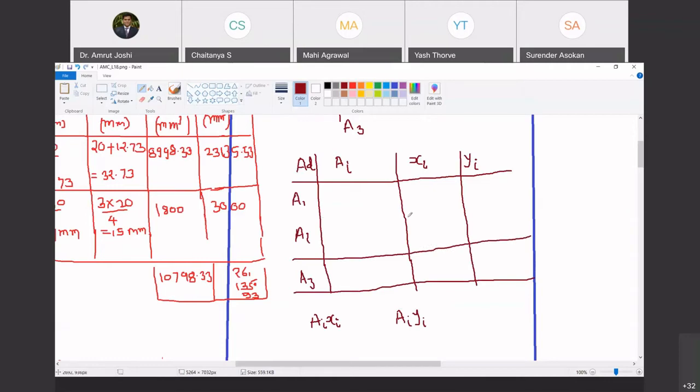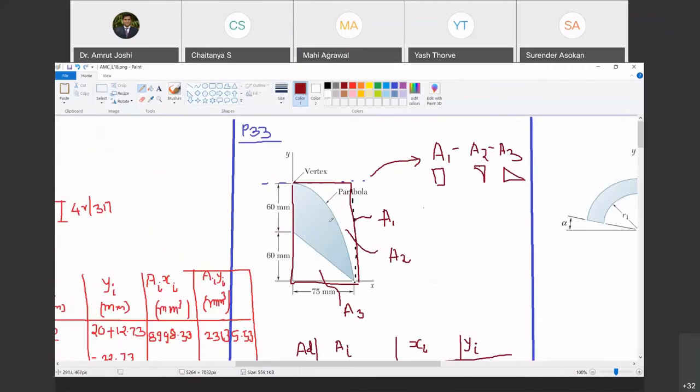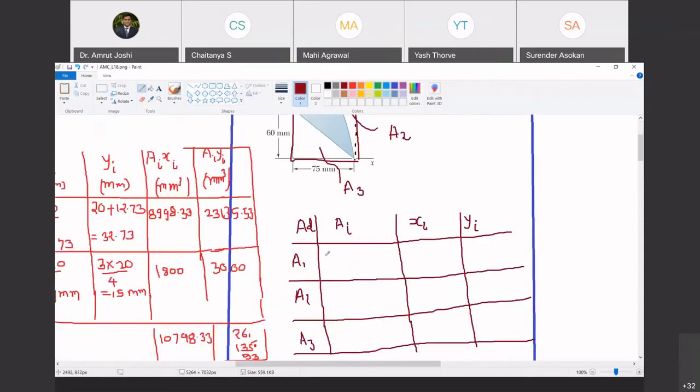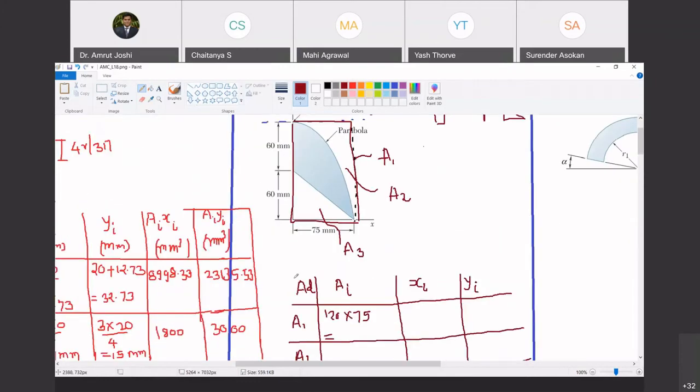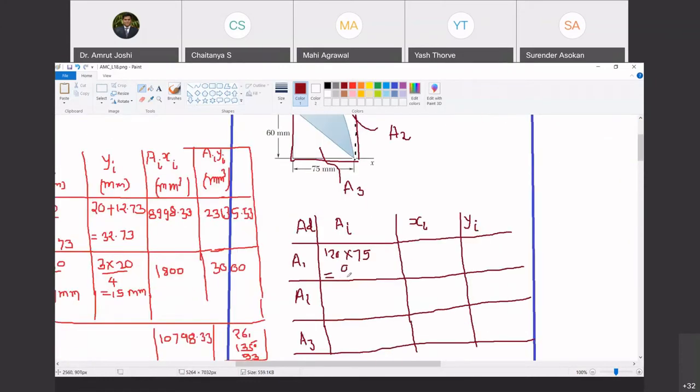Chalo, tell me how much is A1. A1 is the rectangle. So 60 plus 60, 120, into 75. Do you agree with me? Yes, sir. 120 into 75, and it is additive. Therefore, its sign is positive. Tell me how much is that? So 9,000. So this is in which unit? This is in mm square.